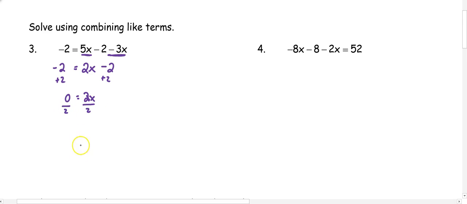When the number is written right next to the x, that's multiplication. So the inverse is division. So we're going to divide by 2 on both sides, and we get x is 0. Remember, 0 divided by any number is just 0.